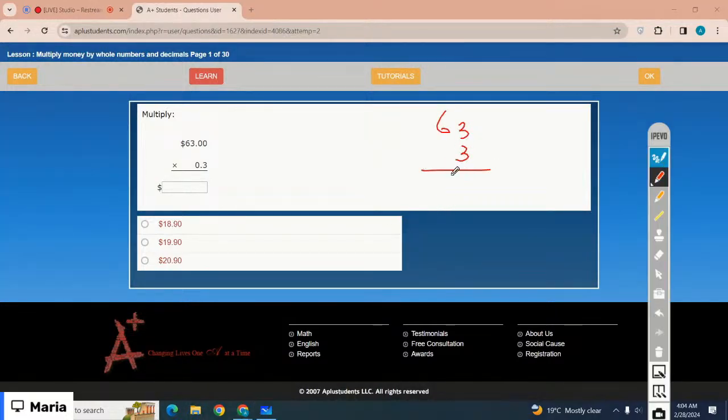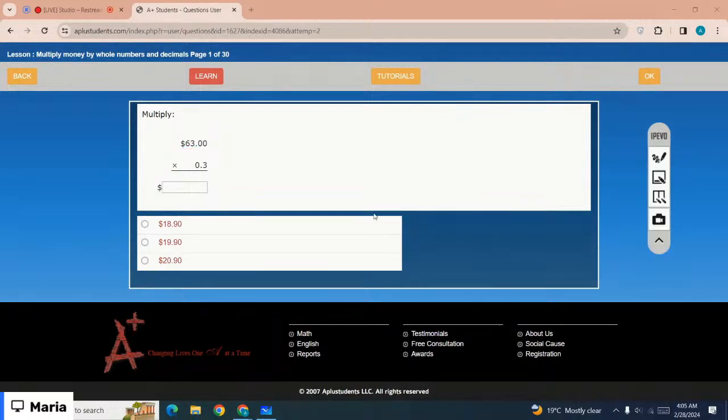63 times 3, right? 3 times 3 is 9 and 3 times 6 is 18. For 63.00 you have 0 decimal places and for 0.3 you have 1. That means the answer must have 1 decimal place, so you need to move it from here to here. So that is 18.9. Got it? The correct option is 18.9. Option number 1 is the correct option.